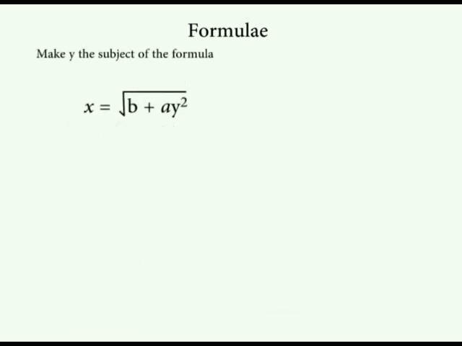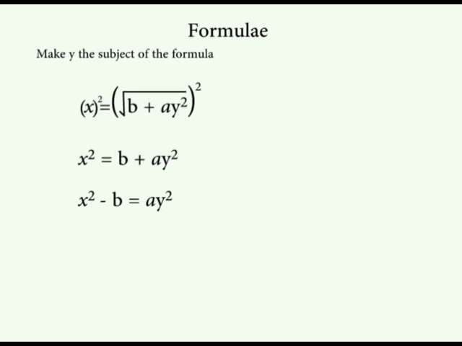Consider X = √(B + AY²), the square root of the whole. We can make Y the subject of the formula. First, square both sides of the equal sign, and we shall have X² = B + AY². Then we subtract B from both sides. We have X² - B = AY².